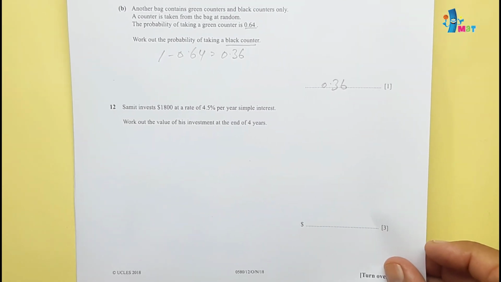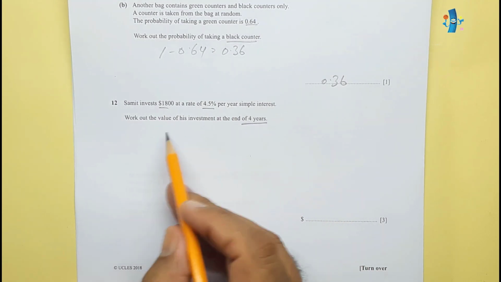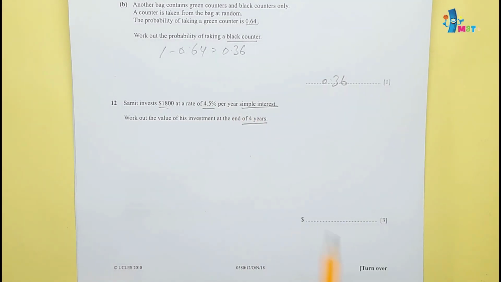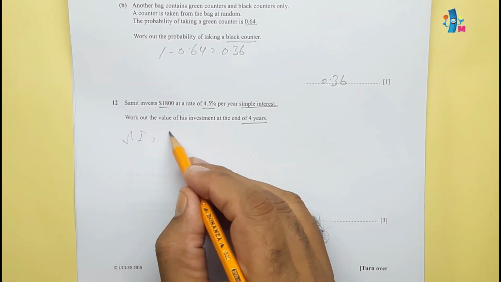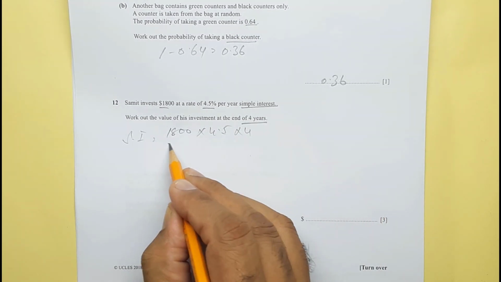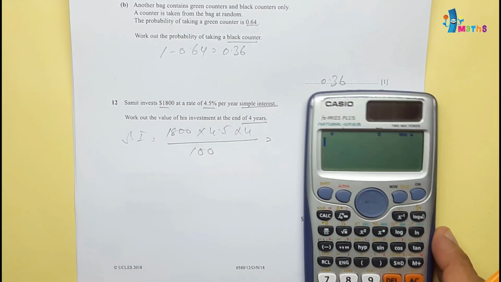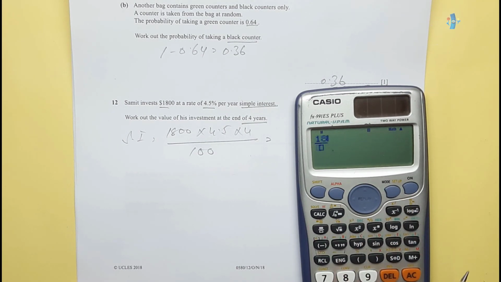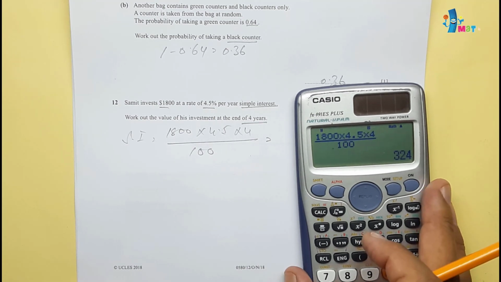Now question number 12. Sumit invests this much amount at this rate and for this number of years at simple interest, and simple interest will be equal to PRT over 100. So P is this one, R is 4.5, and duration is 4, over 100, and this will be equal to the interest, but we will be calculating the amount. Next step, 4.5 into 4 divided by 100, this will be equal to 324.